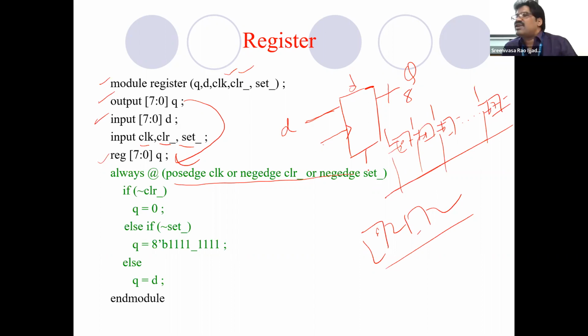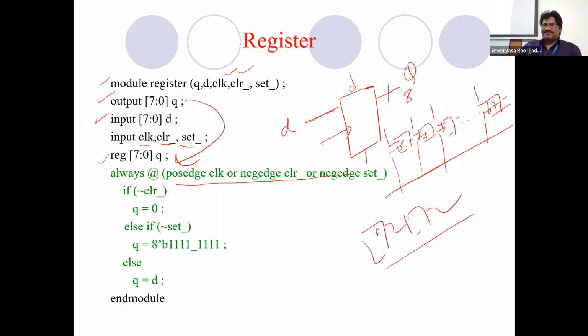First you have to check clear, because there are clock, clear and set. Out of that, clear has the highest priority. So if negation of clear bar, if clear bar is 1, negation means 0. If this expression is 0, then without second thought, we can make all the outputs 0. That means Q is equal to 0. All 8 outputs are 0.